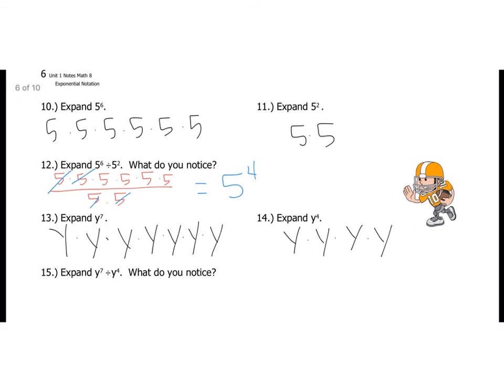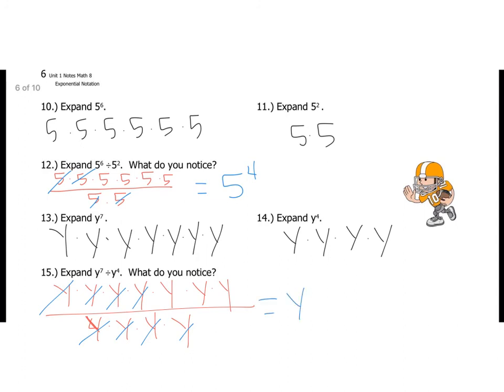So I've already done that. If you expand y to the 7th, it becomes y times itself 7 times. Expand y to the 4th power, and it becomes y times itself 4 times. So now we're going to divide them. So I'm going to have 7 y's on top. So there's 7. And I'm going to have 4 y's on bottom. And now I'm going to cancel out everything that can. So 4 y's on top cancel out the 4 y's on bottom to become y to the 3rd power.